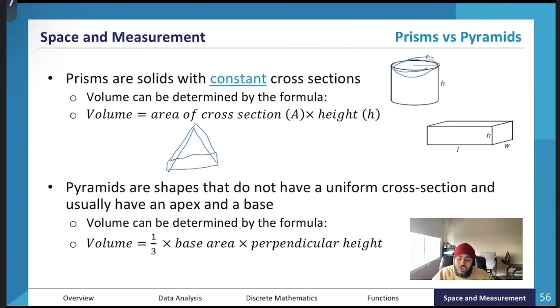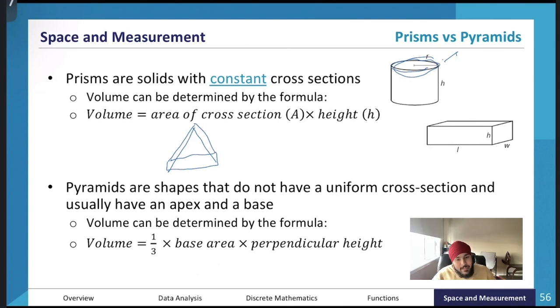Prism: constant shape, and it continues throughout the entire object. So its volume can be worked out by the area of the cross section, so the area of the circle in the case of the cylinder, times the height. Now obviously there are formulas, but like I said, you might get an unconventional shape. So really be aware of that.